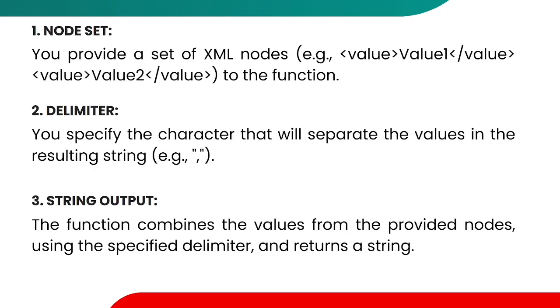Here we have a few steps. First, we have a node set. Here we have provided XML node sets, where we can see the XML node values, value 1 and value 2. Then we have a delimiter, which specifies the characters that will separate the values in the resulting string. For example, here we have a comma, so we separate with a comma. The string output is what the function returns after combining the values from the provided nodes using the specified delimiter.